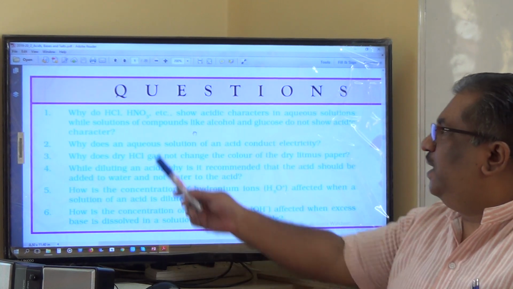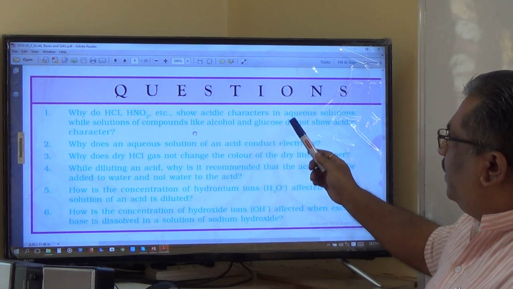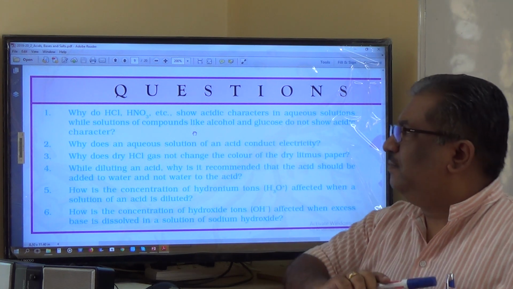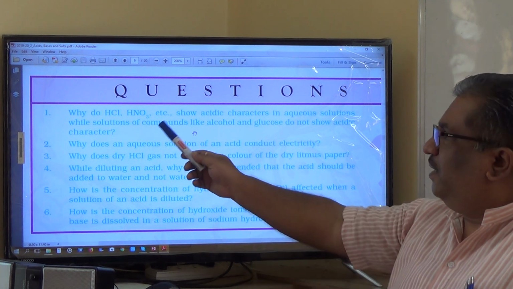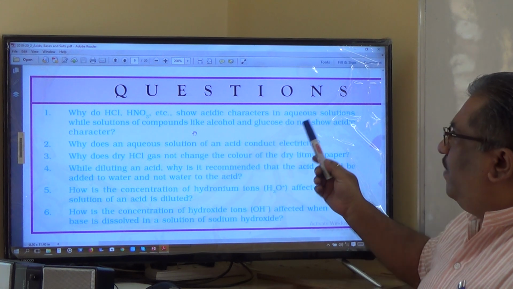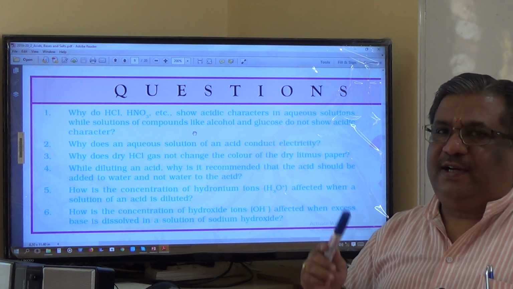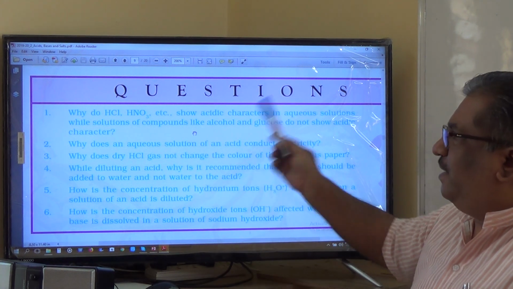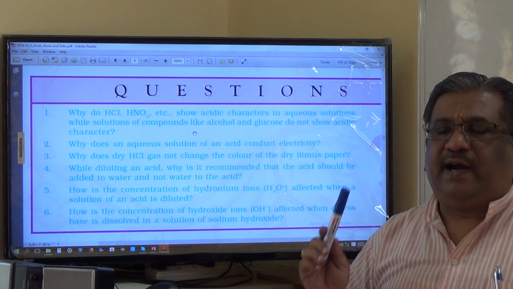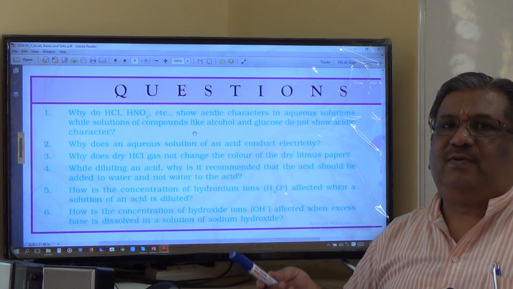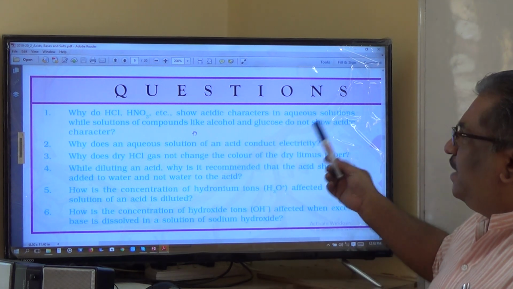Why do HCl, HNO3, etc. show acidic characters in aqueous solutions, while solutions of compounds like alcohol and glucose do not show acidic character? H plus ions are responsible for showing acidic character, and therefore HCl and HNO3 in aqueous solutions release H plus ions, which are responsible for acidic property, and hence HCl and HNO3 show acidic characters. Whereas compounds such as alcohol and glucose, even though they contain hydrogen atoms, will not dissociate into ions to produce H plus ions in aqueous solutions. Hence, they do not exhibit acidic character.